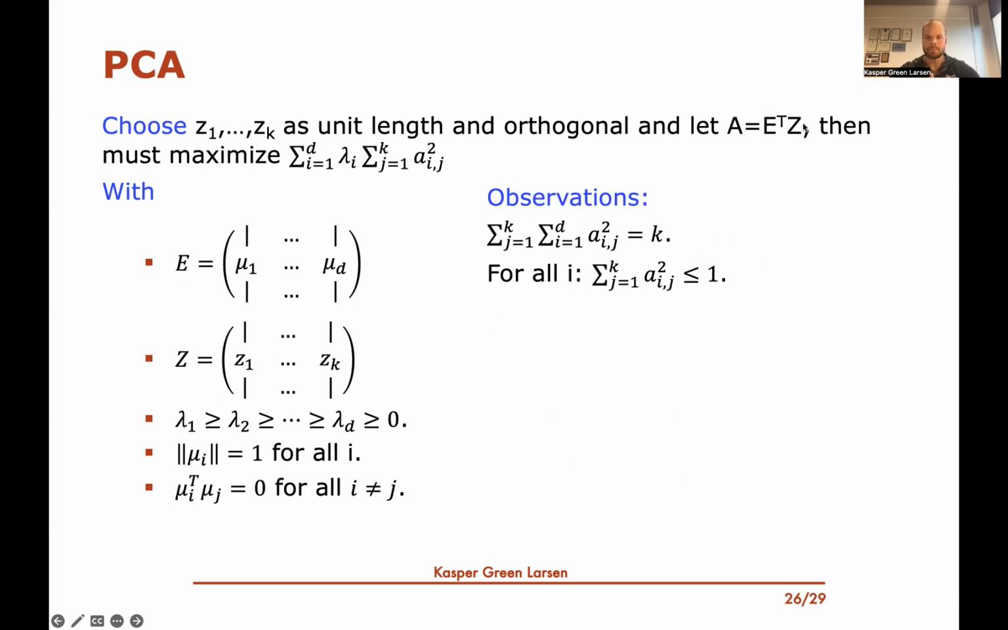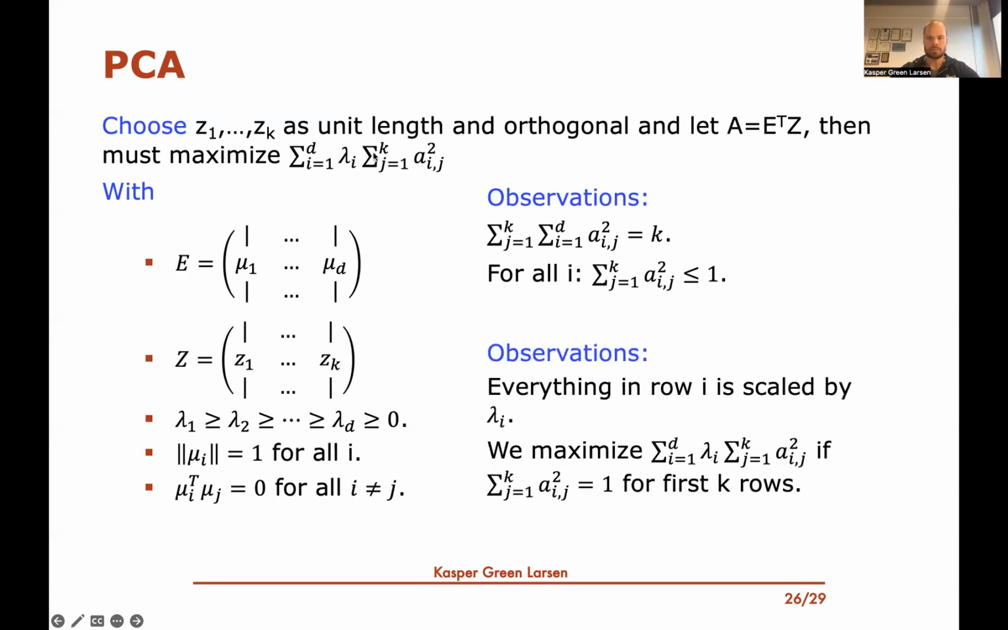No matter what set we choose, the sum of the squares in the entire matrix is K. Also, the second property that we observe is that no matter what set I choose, the sum of the squares in any row is at most 1. So these two properties will hold for any choice of set. Using these observations, we'll try to argue what is the best choice of set 1 to set k to maximize the expression up here: sum over all the rows, weigh the row by lambda i, and sum the squares in the row.